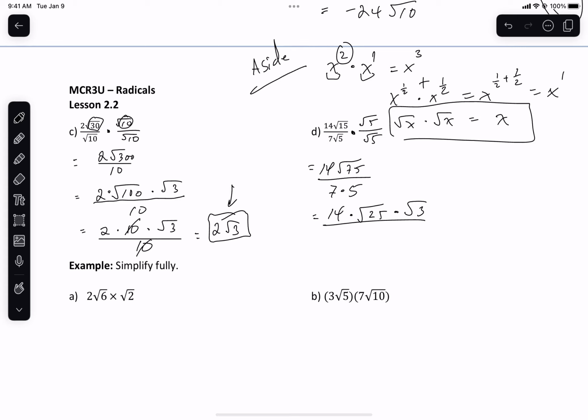Okay? So then we're going to have over 35. Okay, so we get 14 multiplied by 5 multiplied by the root of 3 over 35.